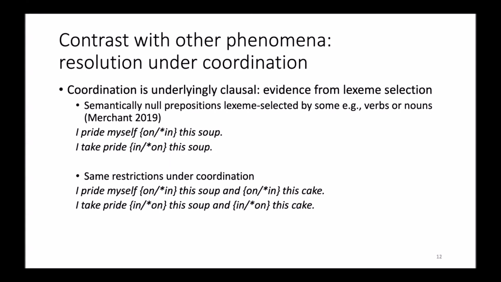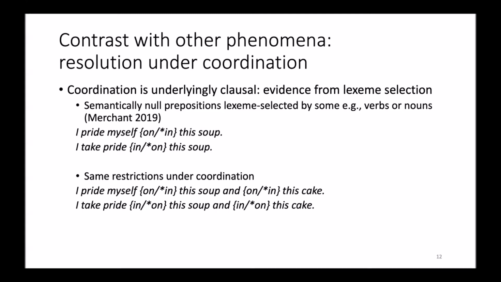And here I'm going to provide some novel empirical evidence for this, and I would like to hear your feedback on this. This is going to be evidence from lexeme selection. So Merchant 2019 has a nice list of lexical items in English that require particular prepositions that are semantically null. So we can say that they involve the lexeme selecting for particular prepositions.